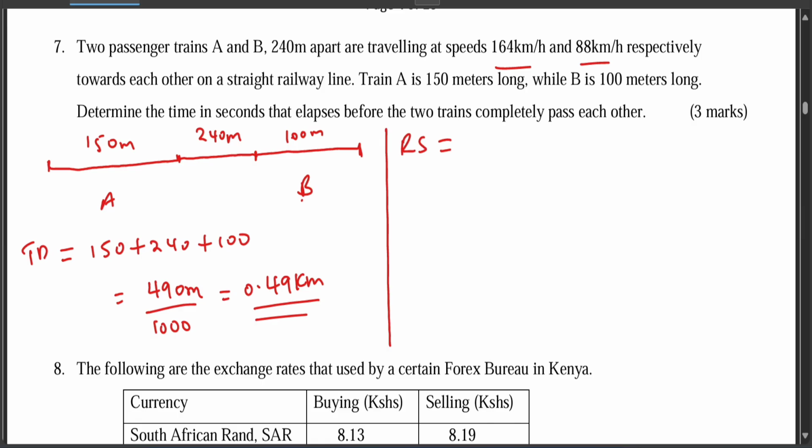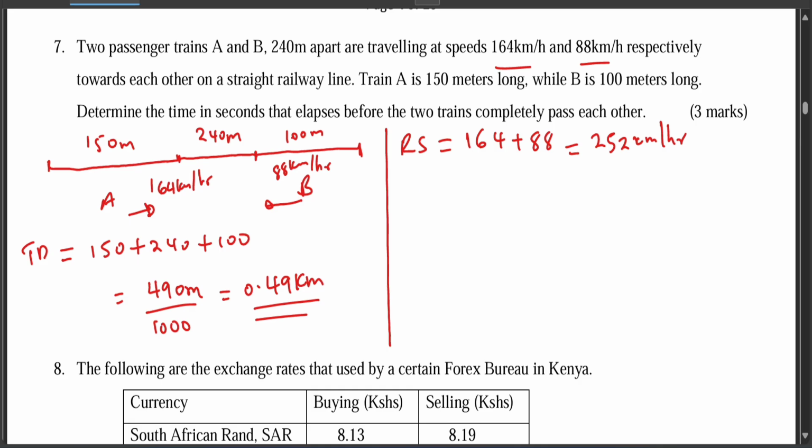Now let's search for the relative speed. Since B is coming this way and A is coming this way, and remember A's speed is 164 kilometers per hour and B's speed is 88 kilometers per hour. For you to get the relative speed, you add the speeds because they are moving opposite against each other. So you just take 164 plus 88. If they were moving alongside each other, facing one direction, then you would have subtracted. But for now, we're adding those two speeds. So 164 plus 88 gives you 252 kilometers per hour.